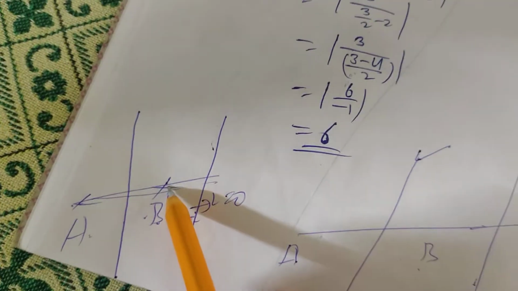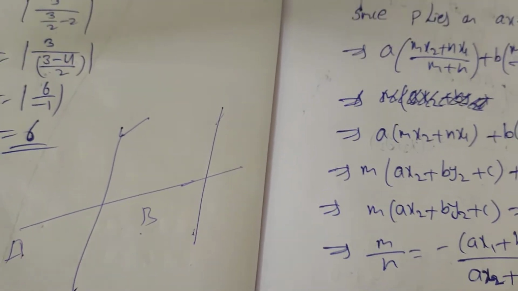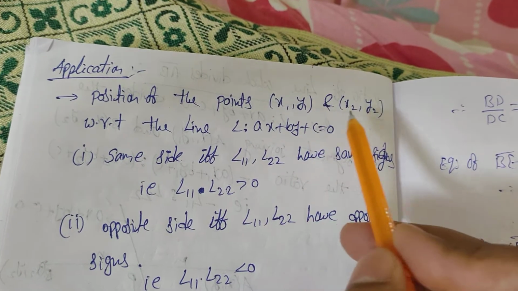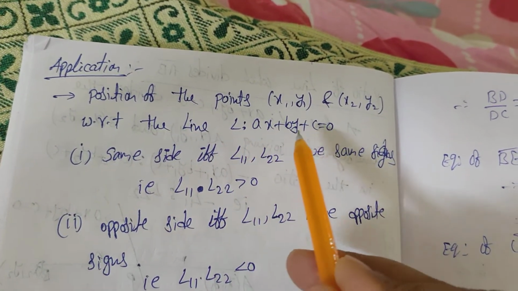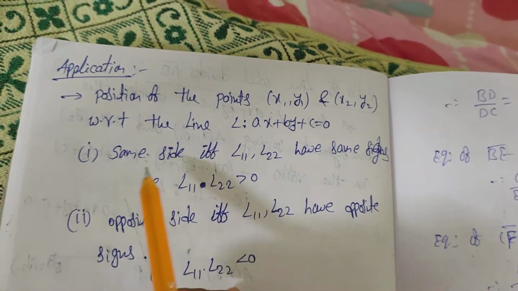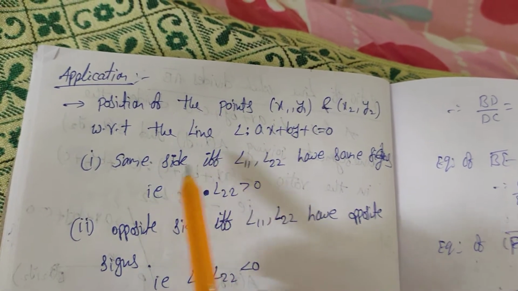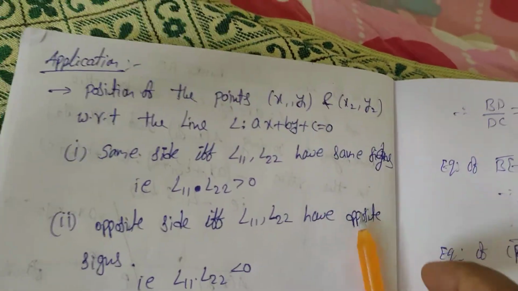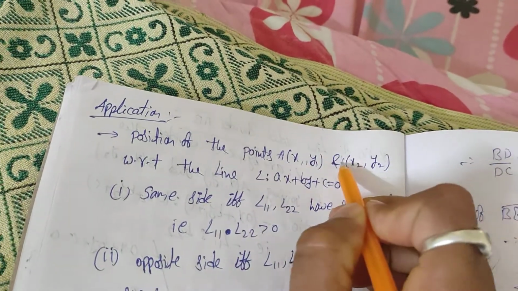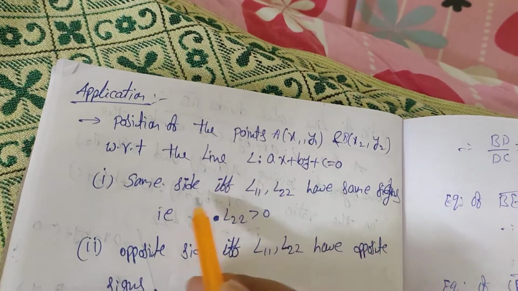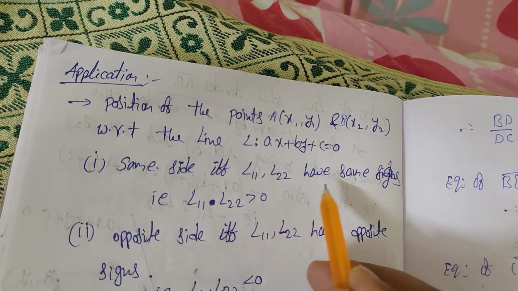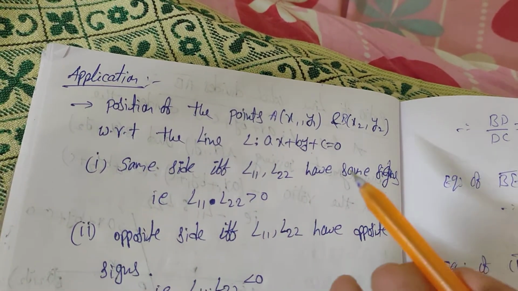So this a, b, if you take, this is the line L = 0. Based on this I am giving some applications. Position of the points (x1, y1) and (x2, y2) with respect to the line L = ax + by + c = 0. Same side: let us consider this is a only, this is b only. So a(x1, y1) and b(x2, y2) with respect to this line are on the same side if L1, L2 have the same signs. Already we discussed it.